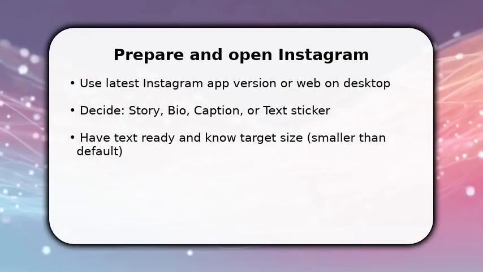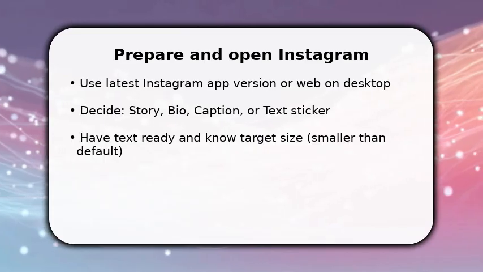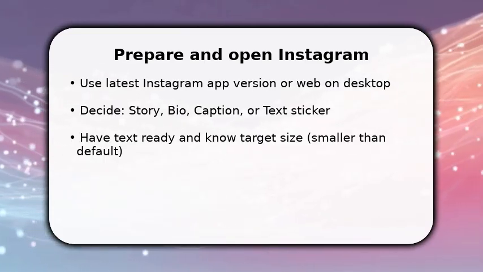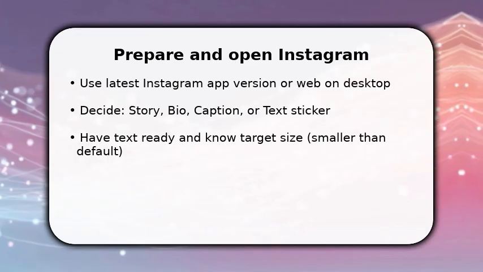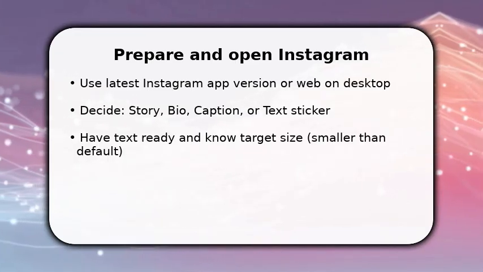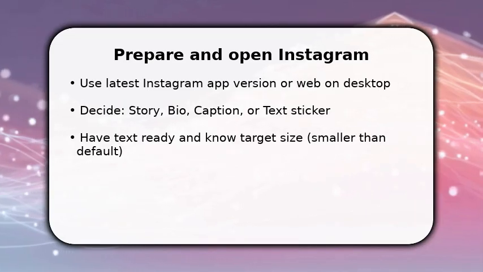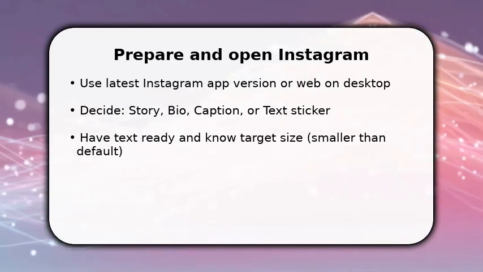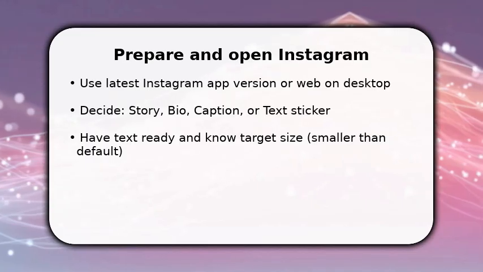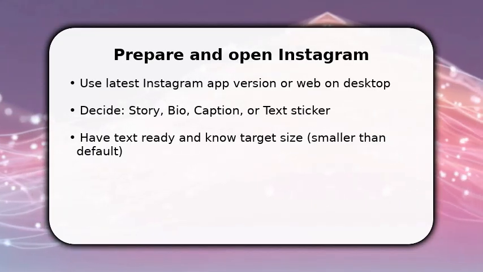You start by opening Instagram and choosing where you want smaller text: story, bio, caption, or a text sticker. Once done, paste or type the text you'll shrink. Make sure your device font settings aren't forcing large type. If they are, adjust in System Settings. You want the app's native controls to control size, not accessibility overrides.